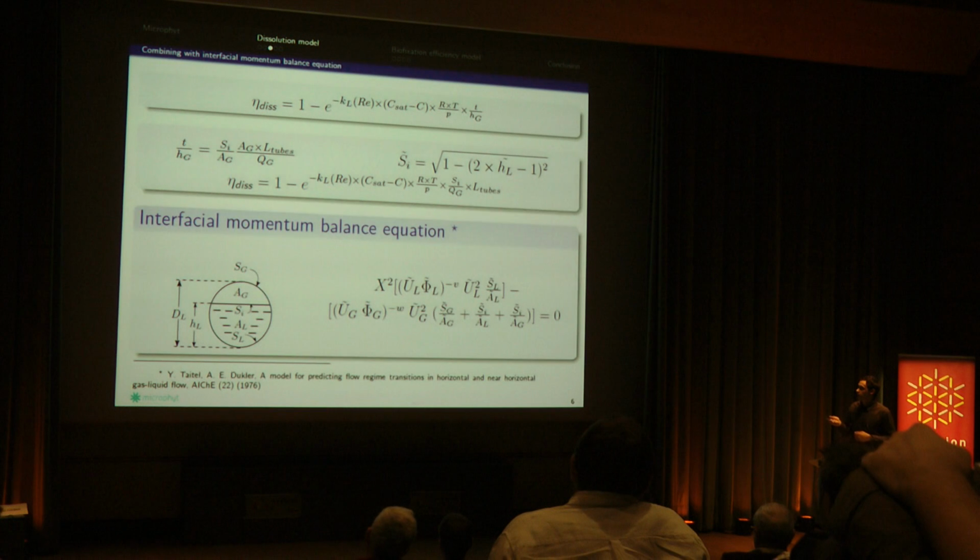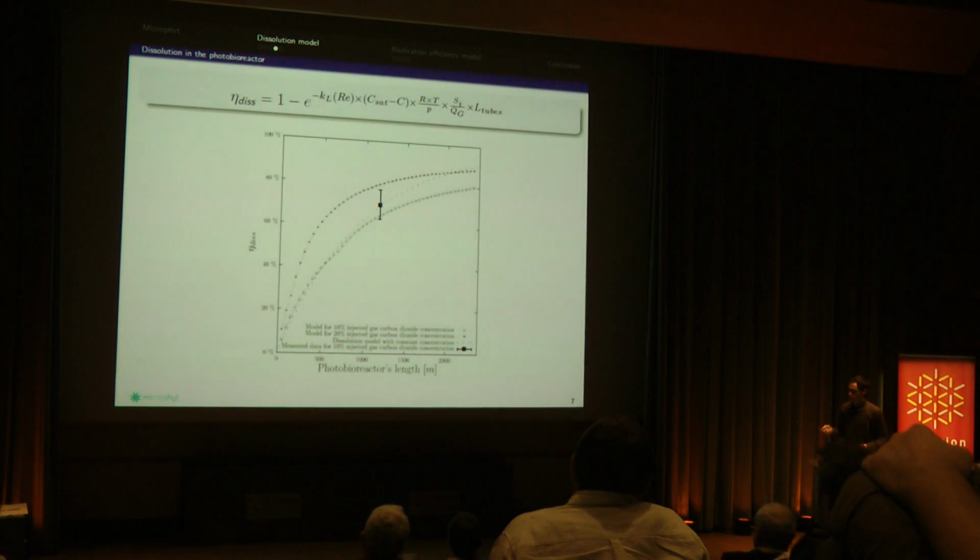function of liquid flow rate, gas flow rate, and liquid height. Classical analysis for two-phase stratified flow relates the gas flow rate, liquid flow rate, and liquid height, so that this formula here is now only a function of process parameters, gas flow rate and liquid flow rate. Okay, so now we wanted to test this formula.